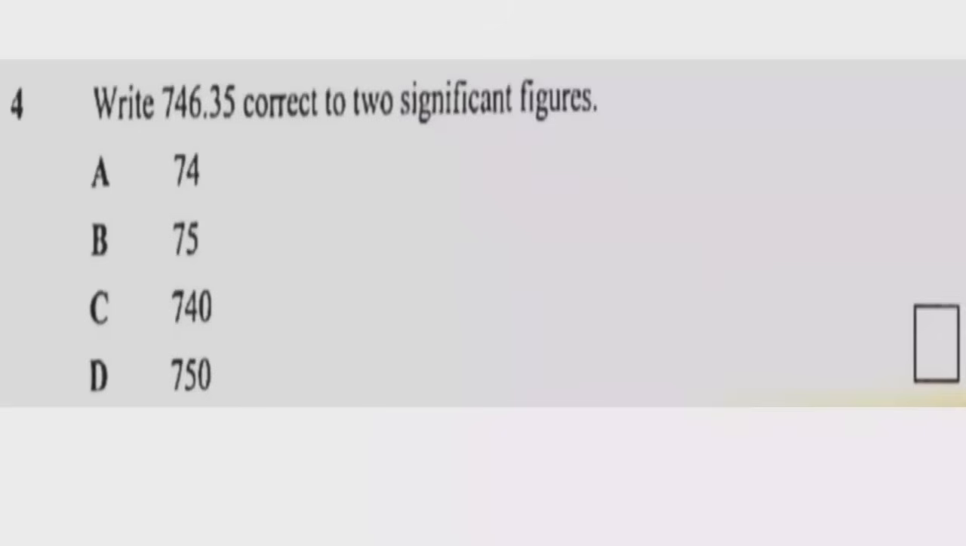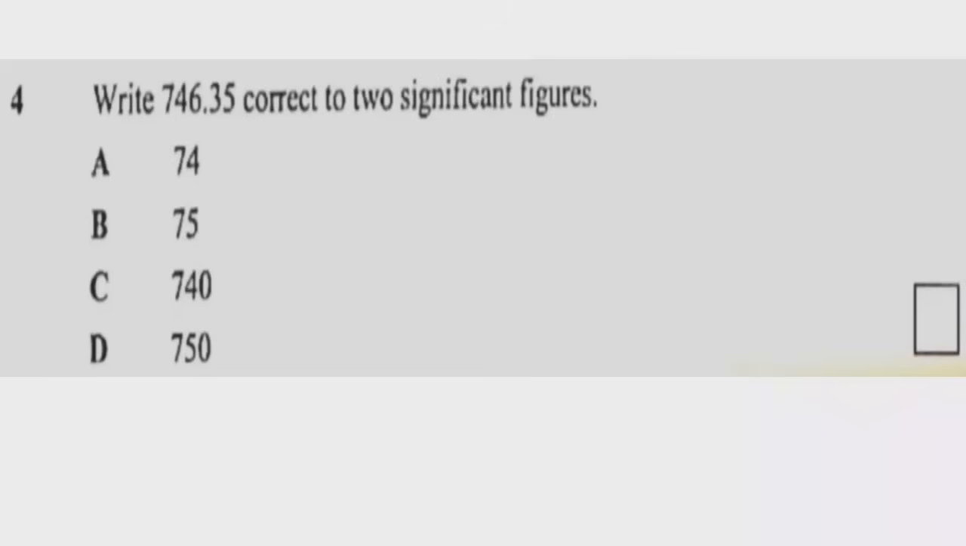Question 4 is as follows. Write 746.35 correct to 2 significant figures. So how do you write this one correct to 2 significant figures? First, we're going to copy the entire number, 746.35. Then we write this number with only 2 significant figures.